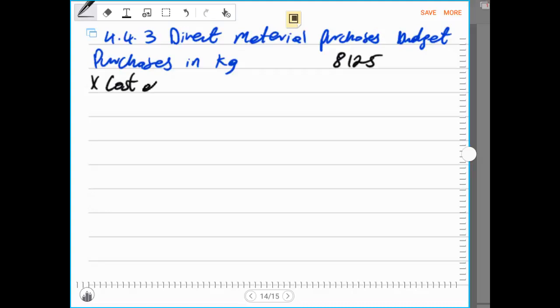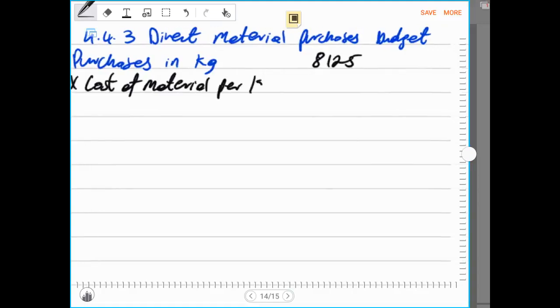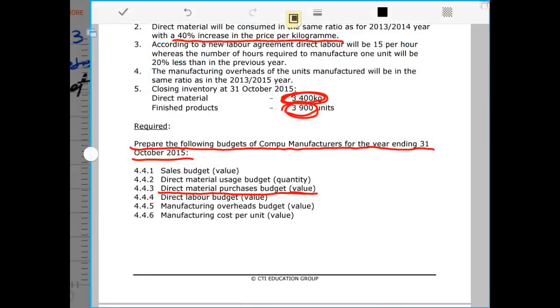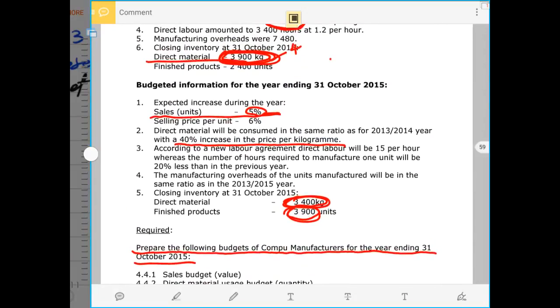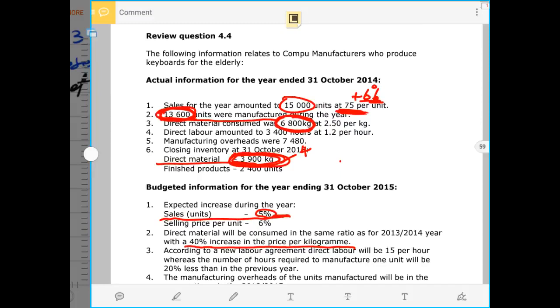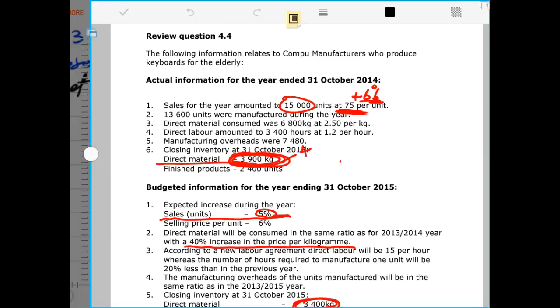Cost of material per kg, not per unit, per kg. We need to know how much we are paying per kg for this material. Therefore now we have to go and check the cost price of the material per kg. Our material cost per kg was given in the year 2014, under number 3, and it was R2.50 per kg.